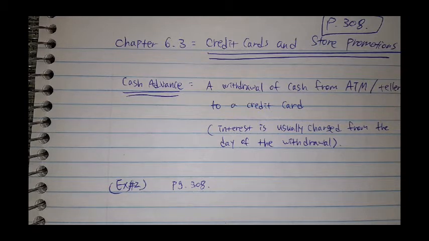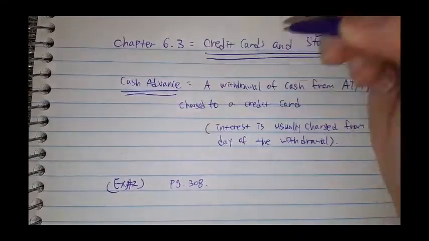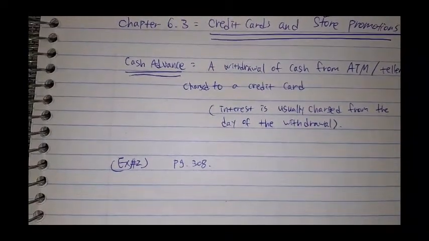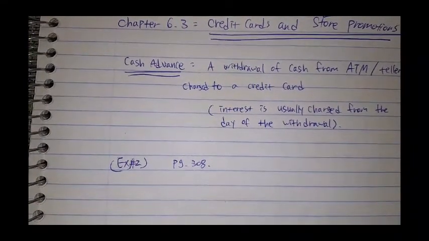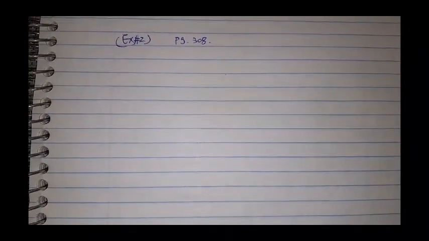Today we're going to learn cash advance. A cash advance is how you can withdraw cash from an ATM or bank teller, charged to a credit card instead of your checking account. Interest rate generally applies from the day of the withdrawal for a cash advance. To give you a better understanding, why don't we go straight to example number 2 on page 308.